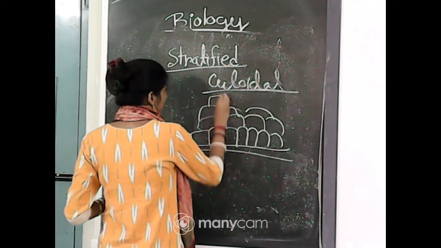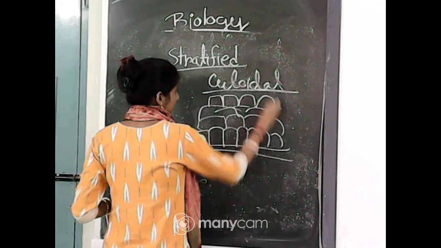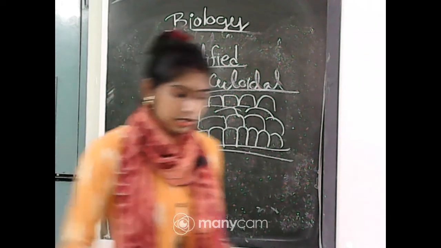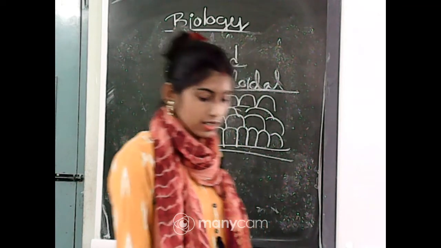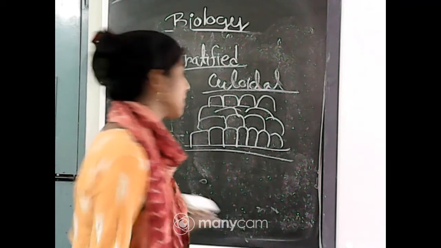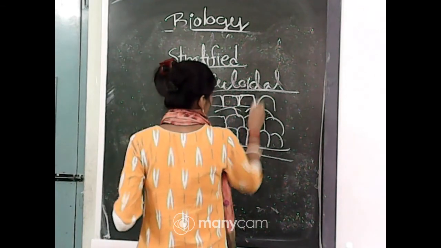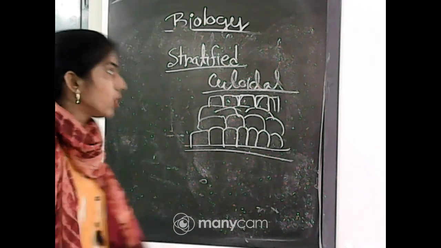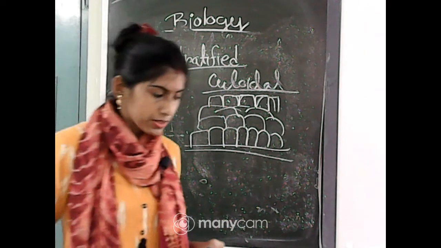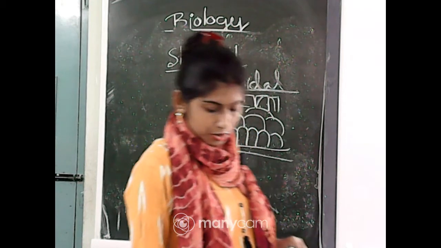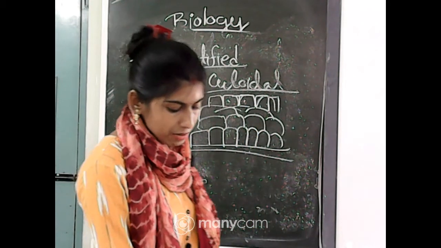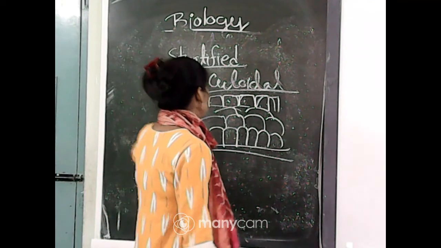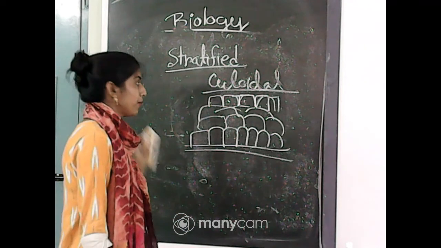The upper layer will be made up of columnar cells. The superficial layer will be made up of cuboidal cells in the case of stratified cuboidal cells. So what is the location of this type of cells? These type of cells can be found in the fish epidermis, some larger ducts of the pancreas, and in salivary glands. This type of stratified cuboidal epithelial tissue can be found there.